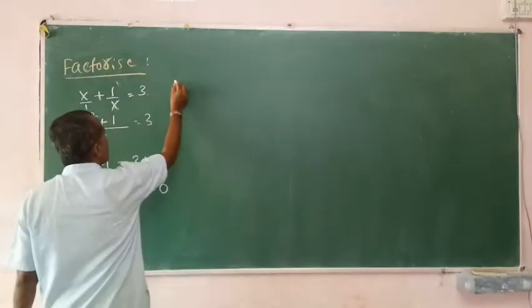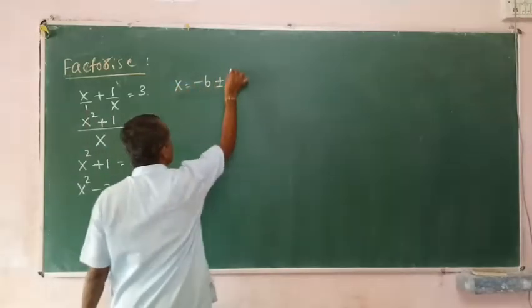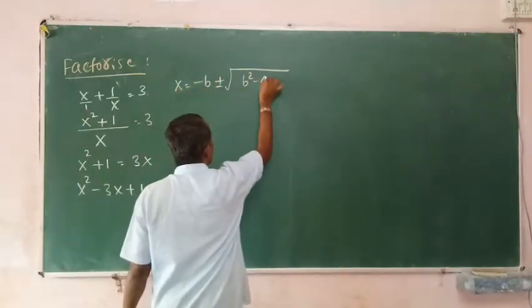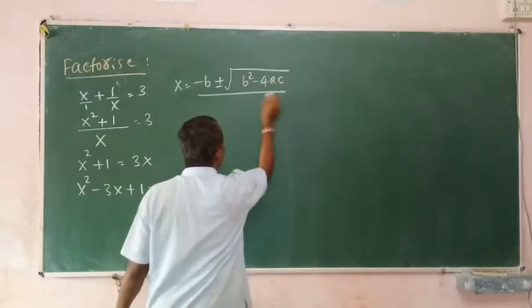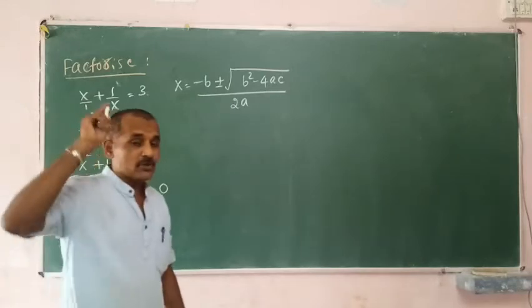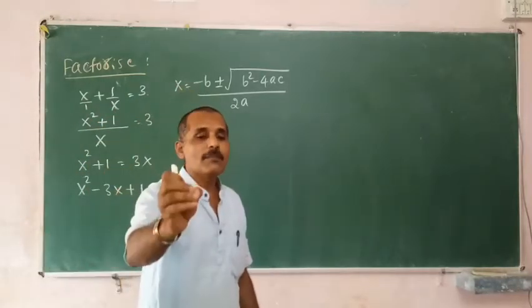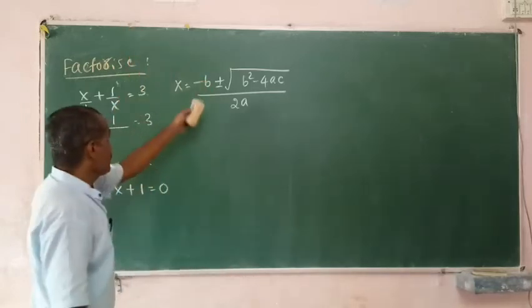I will start. The formula method is x equals minus b plus or minus under root b square minus 4ac, whole divided by 2a. I am repeating once again, whenever you are finding difficulty in getting the middle terms, the formula method is a rescue for you. Okay, come on.